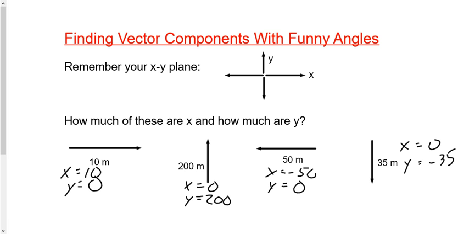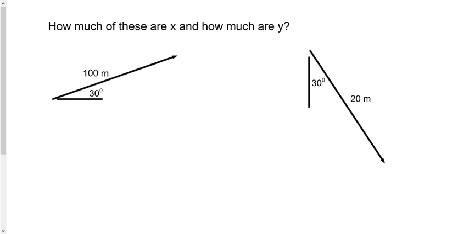But what about the x and y components of these vectors? In order to get the x and y components of these vectors, here's the strategy. Turn the vector into a little triangle. So if I've got 100 meters up at 30 degrees, this would be 30 degrees north of east.